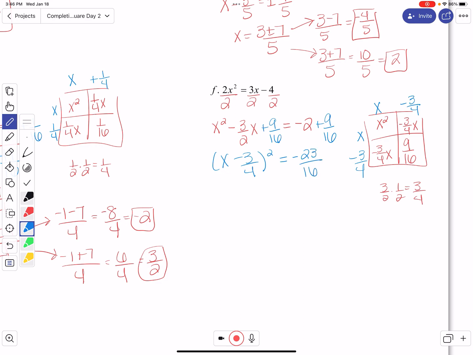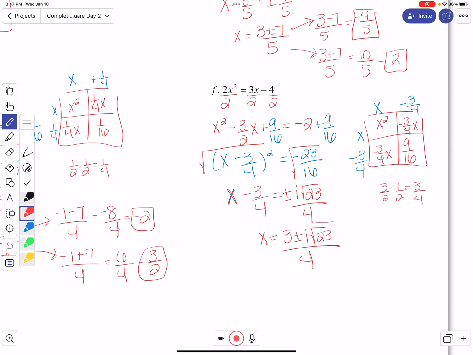23 over 16. So when I take the square root of both sides, I get x, I didn't need that parentheses there. Let's see, x minus 3 over 4 equals plus or minus. Now, the square root of a negative 23, I have to pull out an i, and I can't break down the square root of 23, it's just root 23, and the square root of 16 is 4. So I have x equals, when the 3 goes to the other side, it is positive, and then I have i square root of 23, and it's all over 4. And I can't break that down anymore because of that i and the square root of 23.